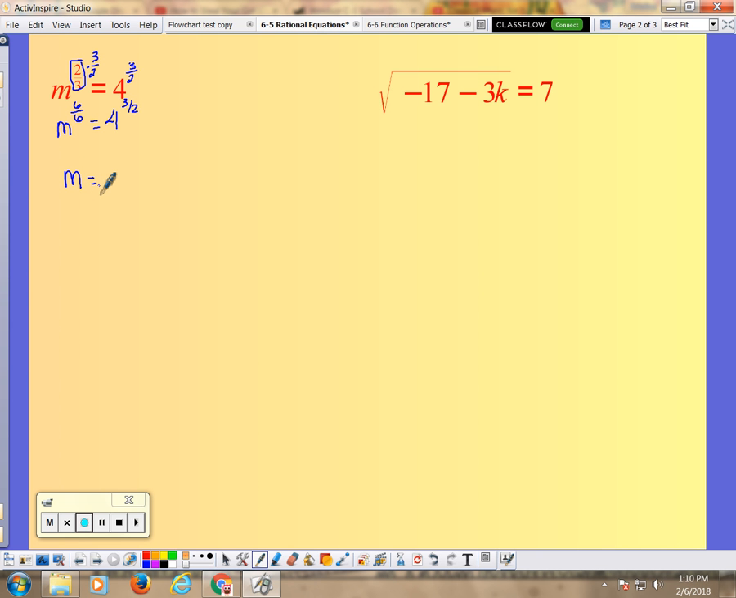Well, what is 4 to the 3/2 power? So without using a calculator, the question becomes, what is the square root of 4? 2. And what's 2 cubed? 8. So the answer is 8.